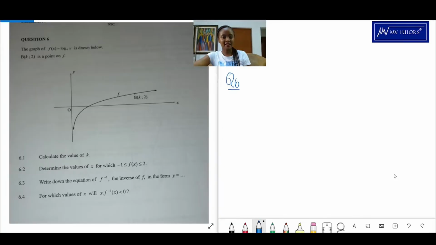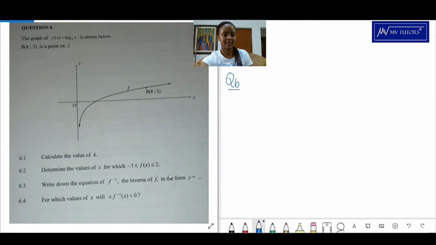Now question 6. I'm just going to zoom in a bit. All right. It says the graph of f(x) = log base 4 of x is drawn below, and B is a point on f. Firstly, they want us to calculate the value of k, that's 6.1. So what are we going to do there?